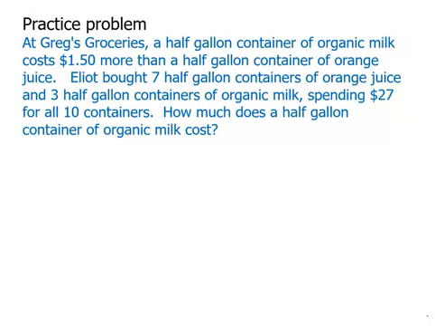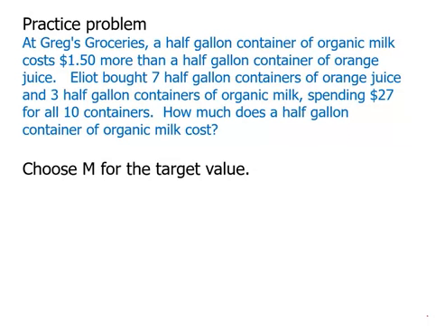Okay, at Greg's Groceries, a half-gallon container of organic milk costs $1.50 more than a half-gallon container of orange juice. Elliot bought 7 half-gallon containers of orange juice and 3 half-gallon containers of organic milk, spending $27 for all 10 containers. How much does a half-gallon container of milk cost? And so here, we're looking for milk. So first of all, I'm going to pick M for that. That's my target value. In other words, if I find the value of M, I've answered the question.